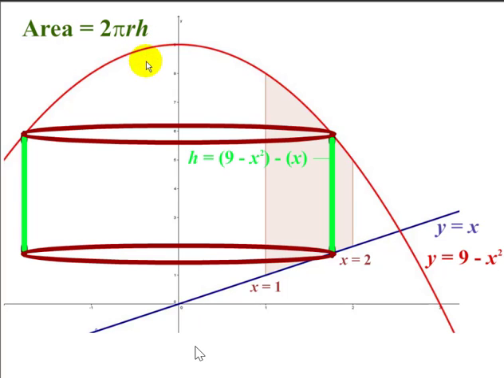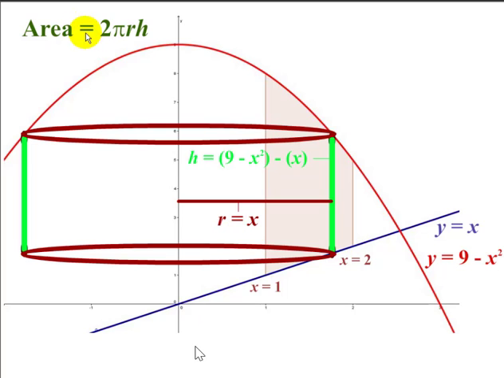I start with the height, and the height is the distance from top to bottom. The distance from top to bottom is going to be 9 minus x squared, because that's the distance from the top all the way to the x-axis, minus x, because that's the distance from y equals x to the x-axis. Next I find the radius. The radius is going to be the distance from the cross-section to the axis of rotation, the y-axis. And we can see that distance is just x. That's the x-coordinate of one of these points, which is x.